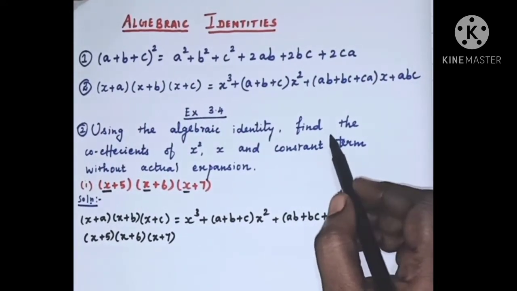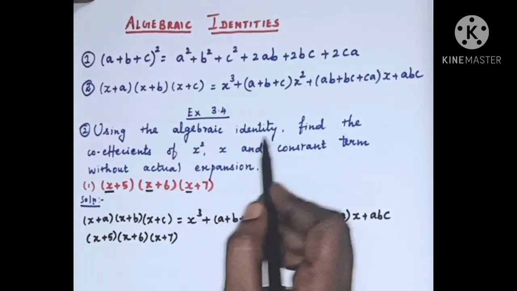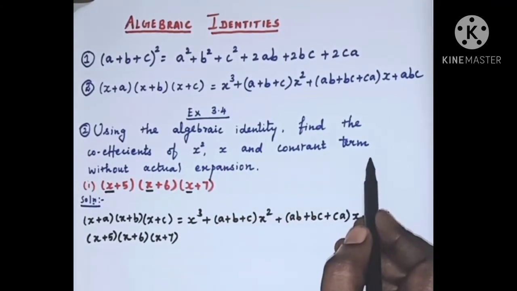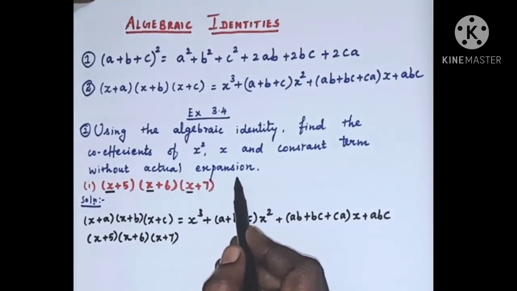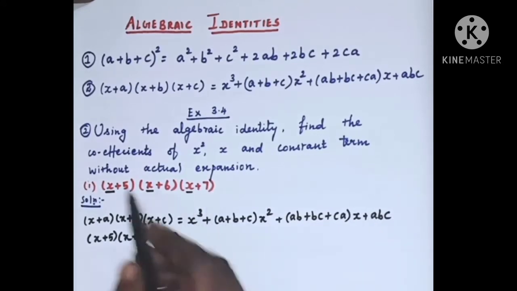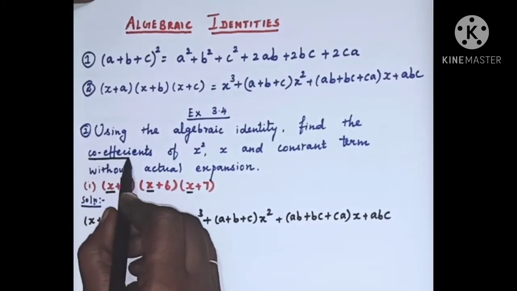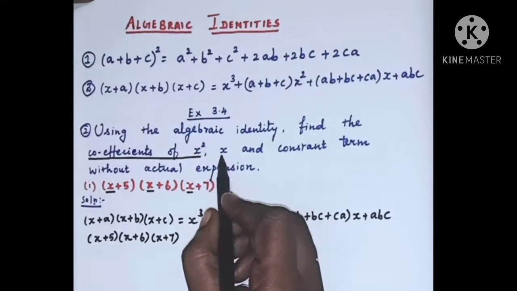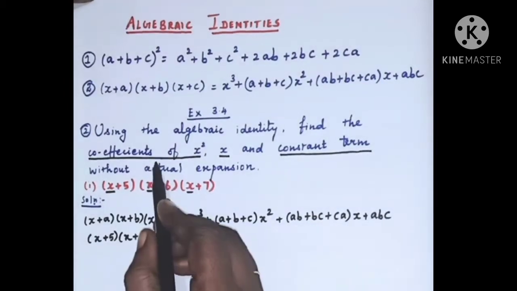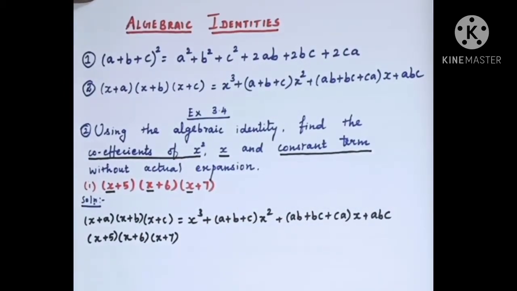In the question, they are asking, using the algebraic identity, find the coefficient of x square, x and constant term without actual expansion. So we don't need to find this expression fully. They are only asking to find the coefficient of x square, x and constant term. They are asking to find these three terms alone. So we don't need to expand this full expression here.